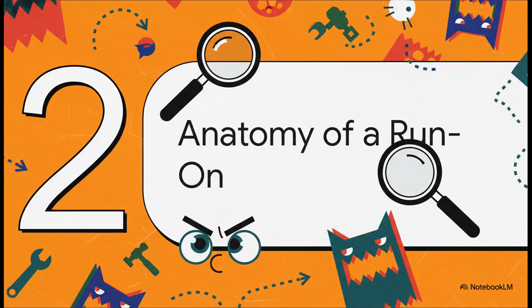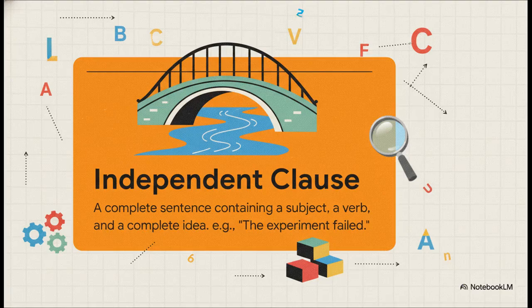Let's break them down. First, let's get this one key idea locked in, the independent clause. Really, just think of it as a complete sentence. It's got a subject, it's got a verb, and it expresses a whole idea all on its own. Like, the experiment failed. Simple, complete. It can stand all by itself. This is our main building block.